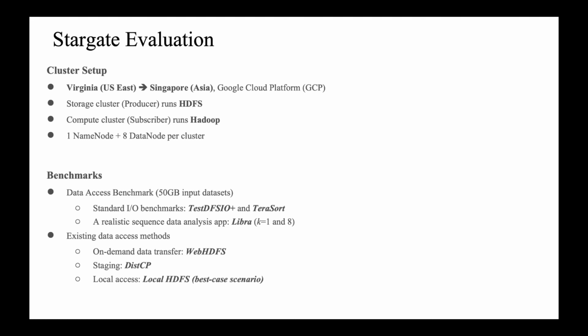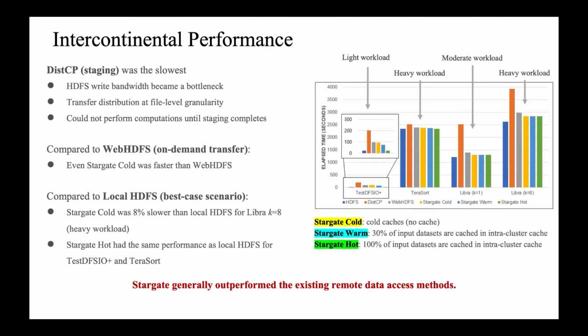Stargate performance is compared to existing remote data access methods. WebHDFS provides on-demand data access. DistCP is a popular tool for staging. Local HDFS is also used as the best case scenario because it stores all data in the local cluster. In the graph, the yellow, blue, and green bars show the performance of Stargate with different states of intra-cluster caches.